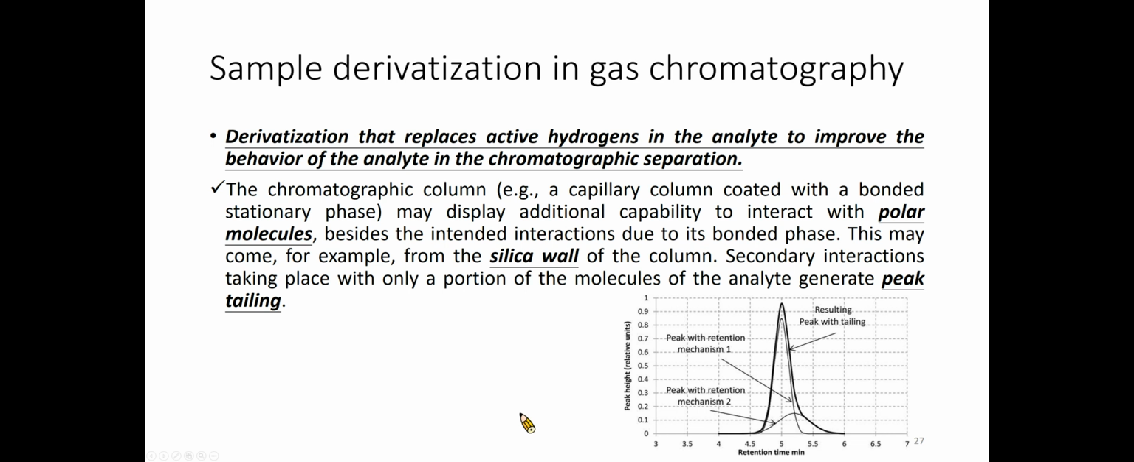Sometimes, the polar analytes may interact with the stationary phase aside from the intended interactions. This kind of interaction is a secondary interaction. The secondary interactions only occur with a portion of the molecules, which can generate peak tailing. Sample derivatization can form protection groups, which can minimize the secondary interactions and thus improve the peak shape and separation.